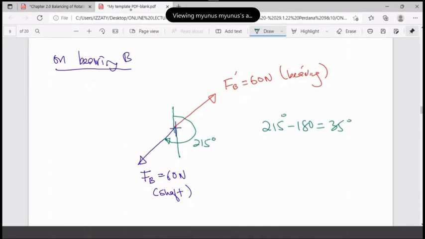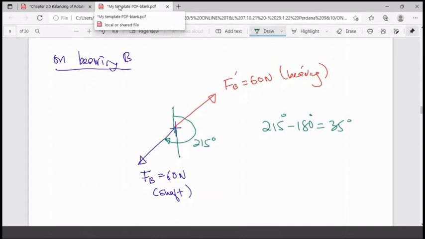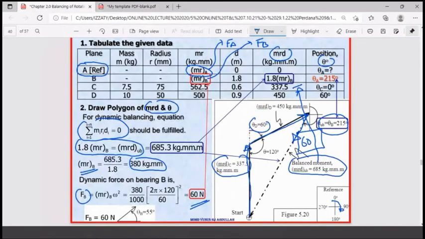So where is your 35? My computer is running out of battery. Hold on, class. What is the 35? This one is 35, and this one will be 55. That is why in your result you have this 155.